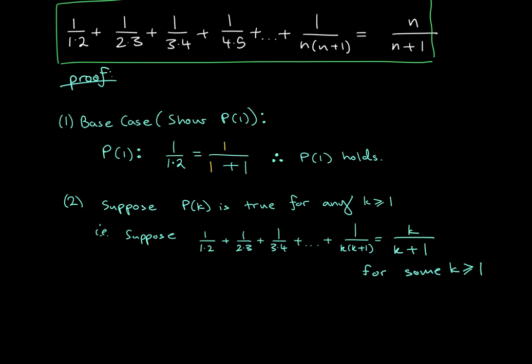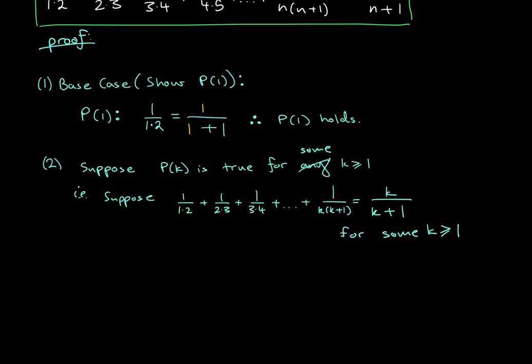I'm torn between any and some here. I think some is okay. For some k bigger than or equal to 1. If it is true for some number bigger than or equal to 1, then it's also true for the next one. Yeah, some works great. Some is a good word. I should change the other one to some, but either way it's all good. We need to show that 1 over 1 times, or I'll say this, P of k plus 1 is also true.